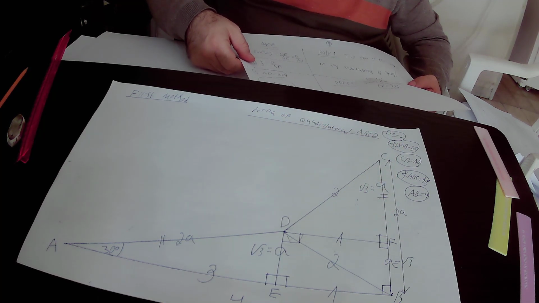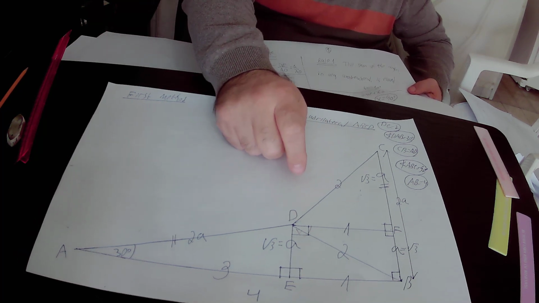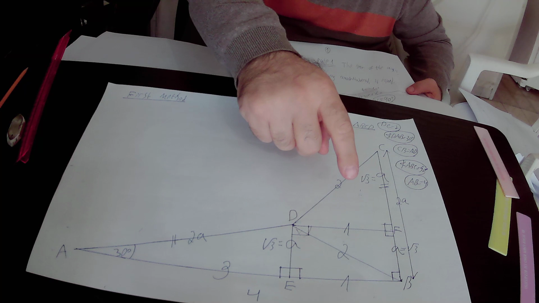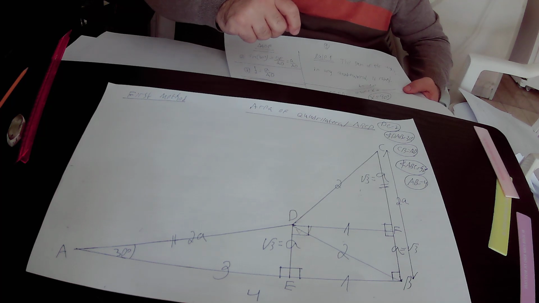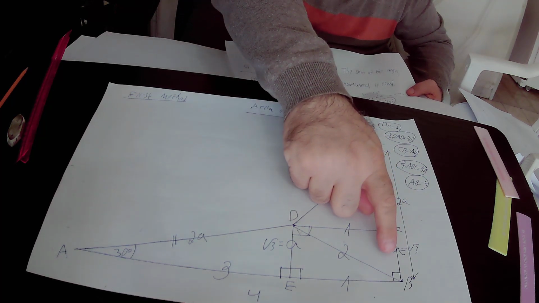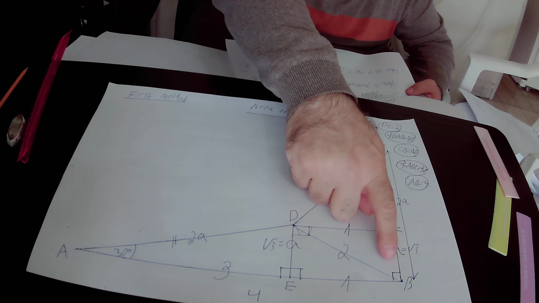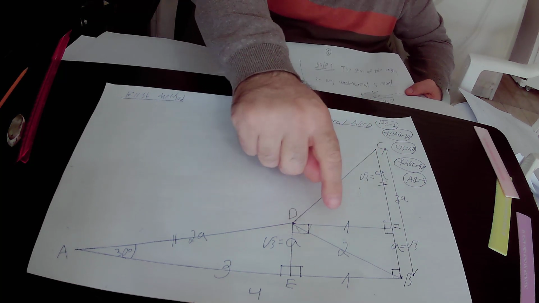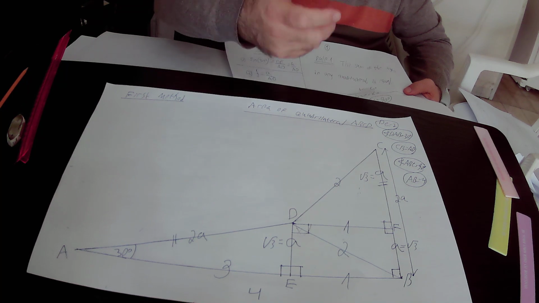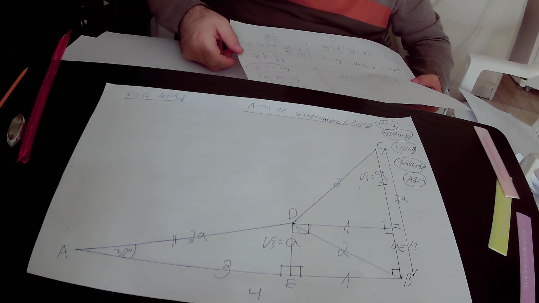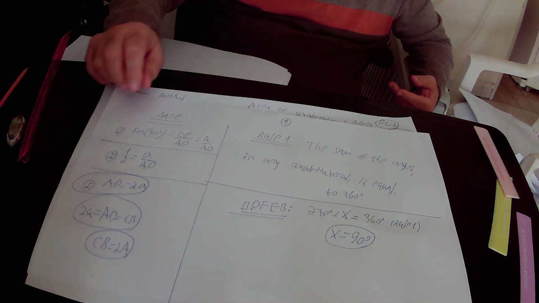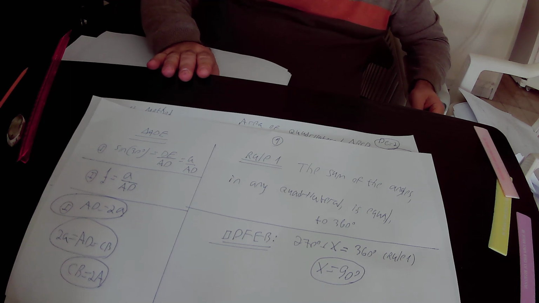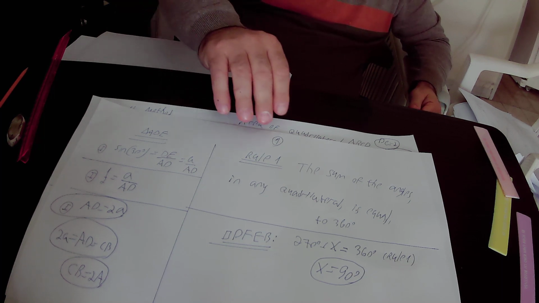Then, you can see that quadrilateral DEFB has 3 right angles. 1, 2, 3. This angle equals 90 degrees because it is given in the question. And the other 2 angles equal 90 degrees because we built it like that, according to our construction. And I presented to you rule number 1. According to rule number 1, the sum of the angles in any quadrilateral is equal to 360 degrees.